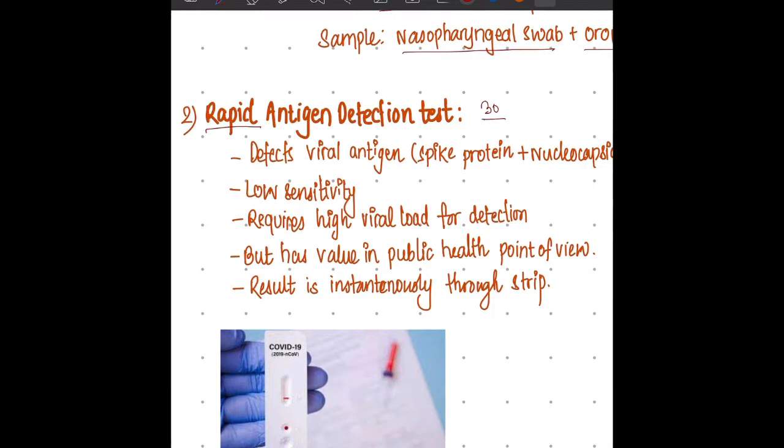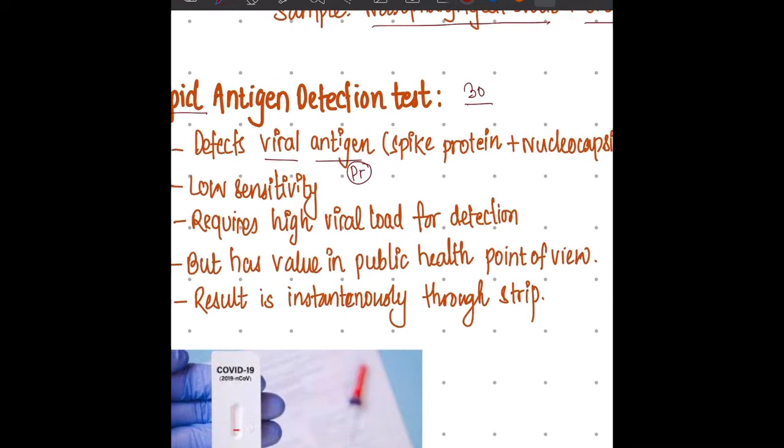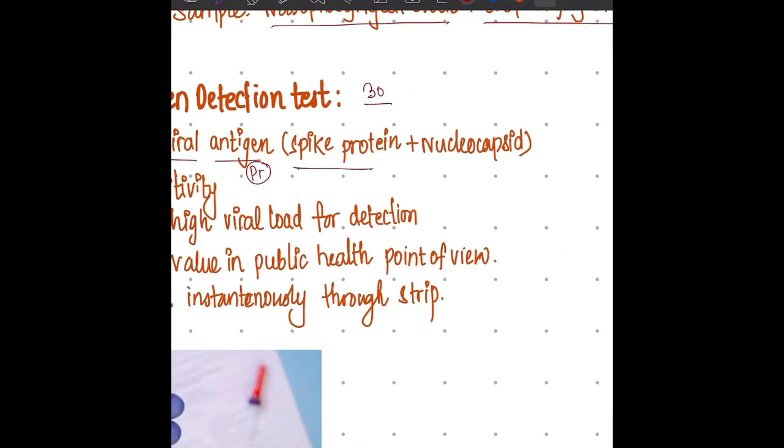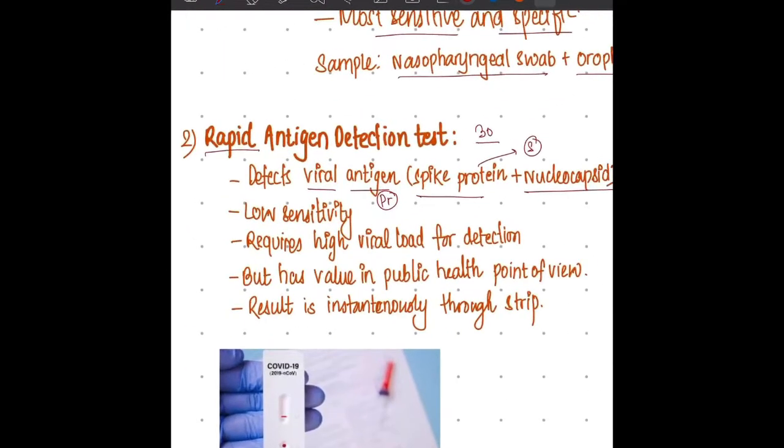So the rapid antigen test does not detect the nucleic acid, it detects viral antigen. Antigens are proteins, right? Especially two proteins are used for detection by the rapid antigen test. These are spike protein and nucleoprotein. The spike protein I talked about earlier in the pathogenesis of the disease. One problem with the rapid antigen detection test is that it has low sensitivity. The sensitivity ranges anywhere from 30 to 80%. So it is not that reliable in terms of sensitivity.